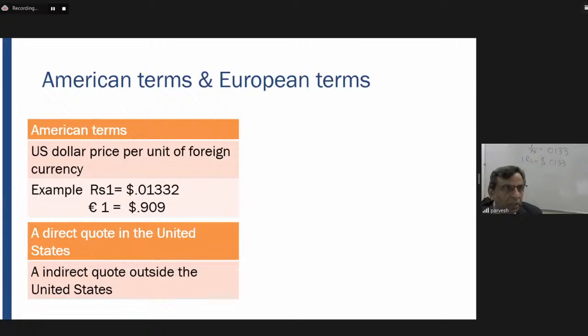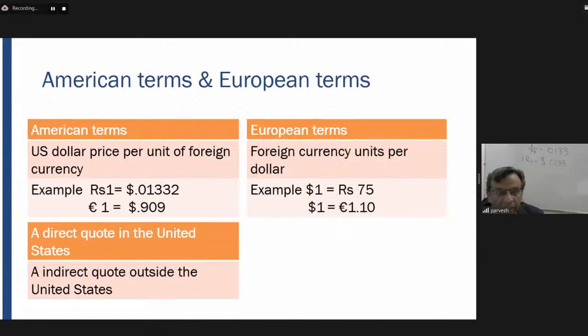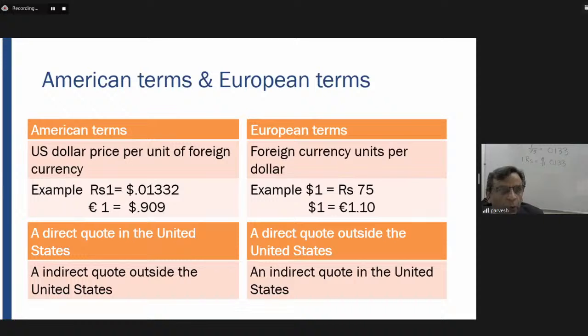Suppose the quote comes as 1 rupee is equal to so many dollars, we say that it's written in American terms. Or 1 pound is equal to so many dollars, we say that it's written in American terms. But if it is written like this, that $1 is equal to 75 rupees, which is a direct quote in India, but an indirect quote in America. So this is a direct quote outside United States, but an indirect quote in United States. So if the currency is written in this form, we say that it is written in European terms.